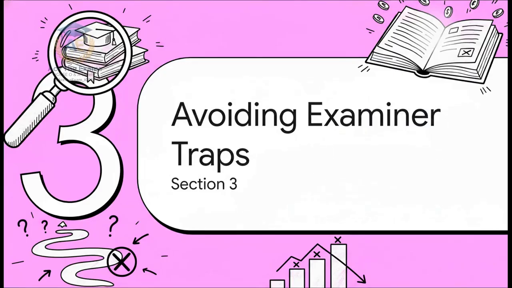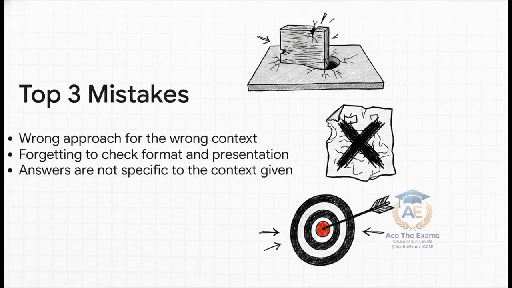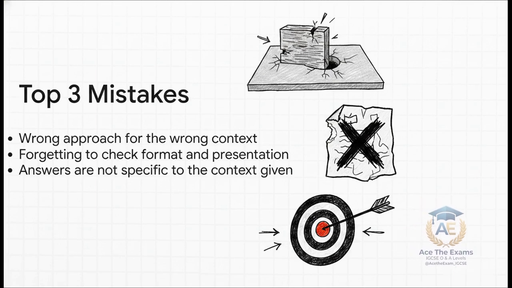Let's shift gears to Section 3, Avoiding Examiner Traps. We're getting highly strategic now and looking directly at the principal examiner reports. These reports are absolute goldmines. They tell us exactly where incredibly smart students unnecessarily hemorrhage marks year after year. So here are the top 3 mistakes directly from the source.